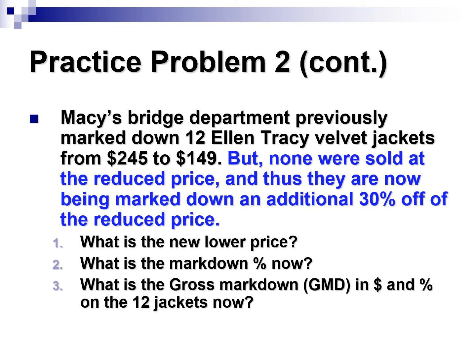And thus, the department had to now mark it down even further. So they are now being marked down an additional 30% off of the reduced price. So 30% off of the reduced price from 149, the lower price. Now 30% additionally is going to be taken off. Then what is the new retail price now? The new lower retail price.